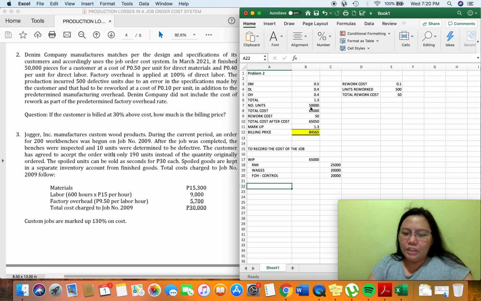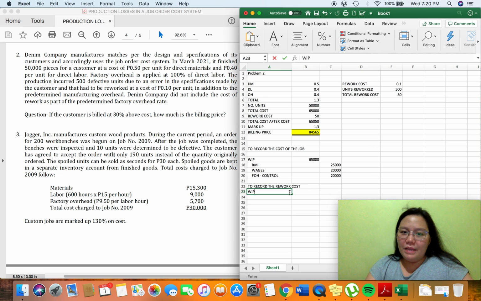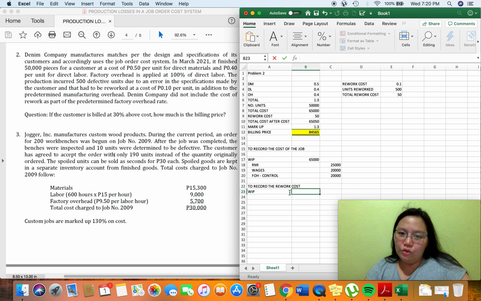Okay? And then, syempre, the next entry is to record the rework. Diba? Rework cost. So to record the rework cost, again, since it is the customer's fault rather. It is the customer's fault, diba? The rework cost will be added to the total cost of the job. So we have debit work in process, 50,000.